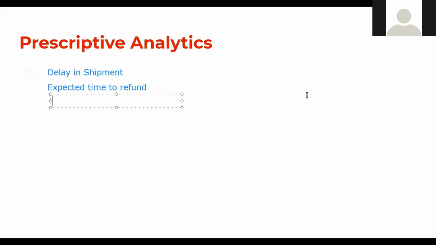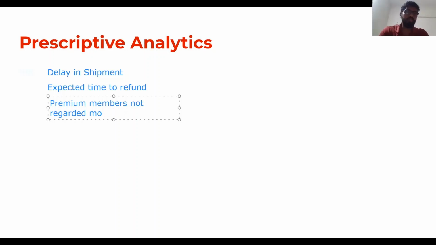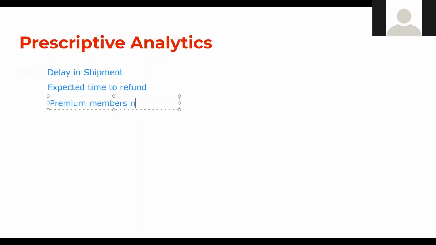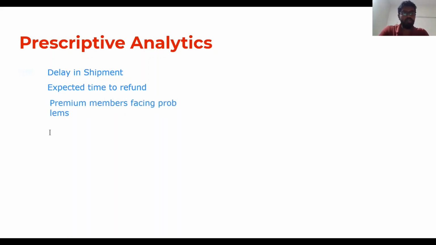I think if someone is a premium member and they have opted for some order that should be delivered in a particular amount of time, and if there is a delay or a problem with the order, they would call. Okay, premium members. Premium members facing problems. Cool, makes sense.